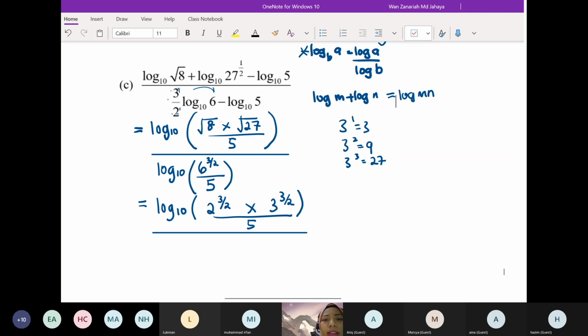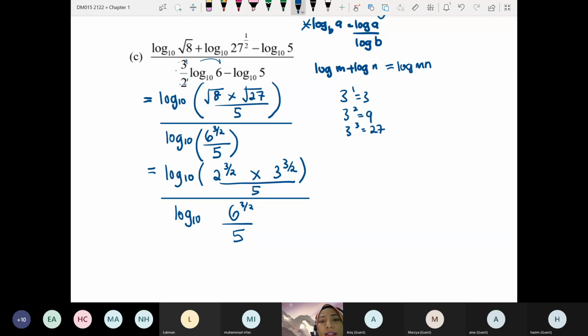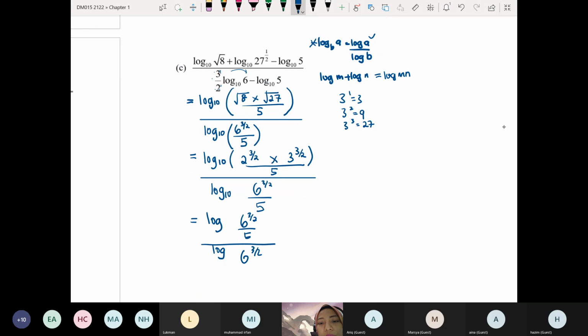Okay, kemudiannya yang bawah ni masih lagi log base 10 of 6 to the power of 3 over 2, over 5. And then you nampak ni apa? 2 times 3 adalah 6. Log 2 of 6 to the power of 3 over 2 over 5, over with log 6 to the power of 3 over 2, and again since they are all equal top and bottom, dia adalah equals to 1. Senang saja. Okay? Boleh? Boleh, Miss.